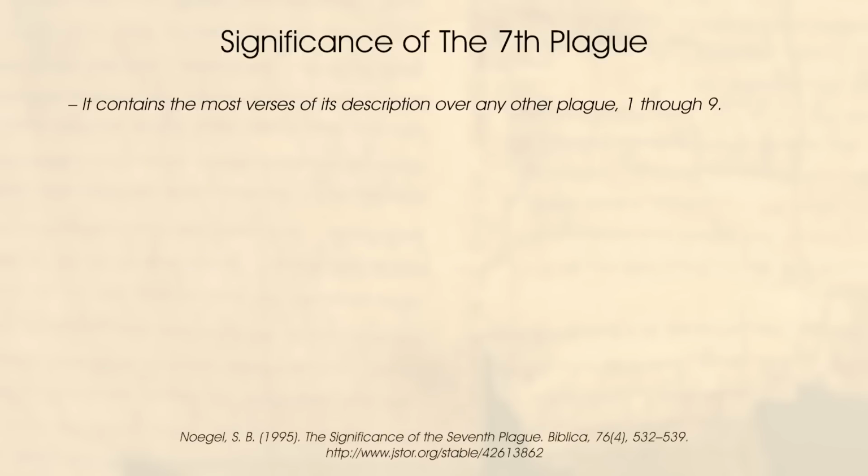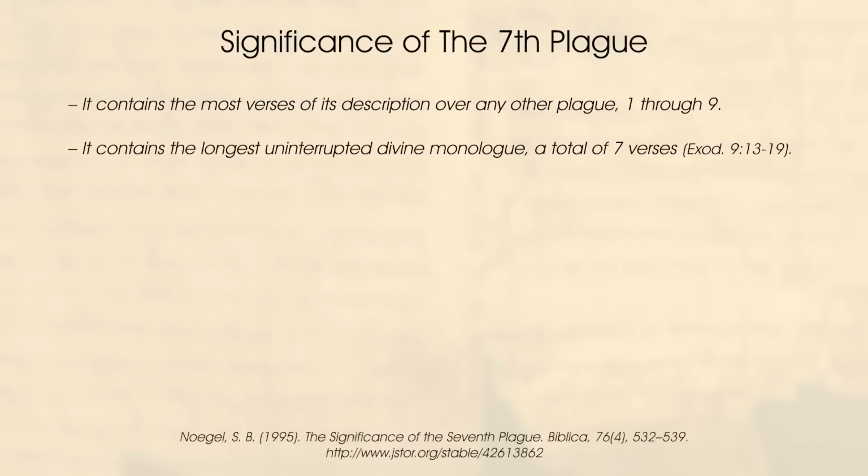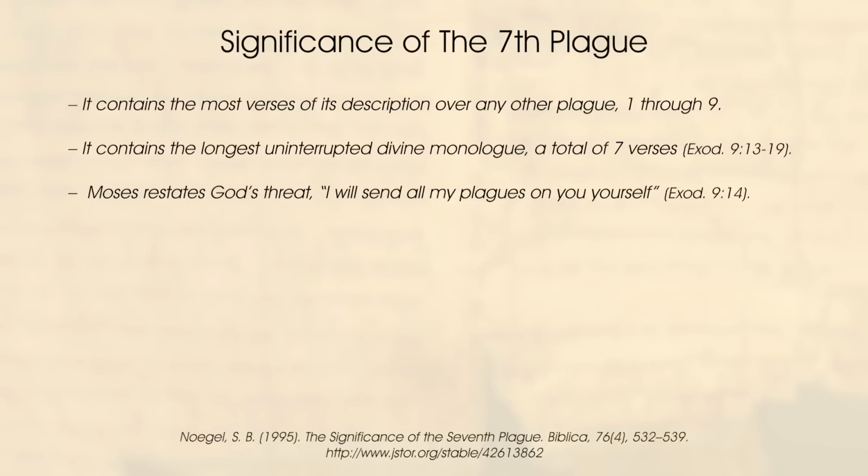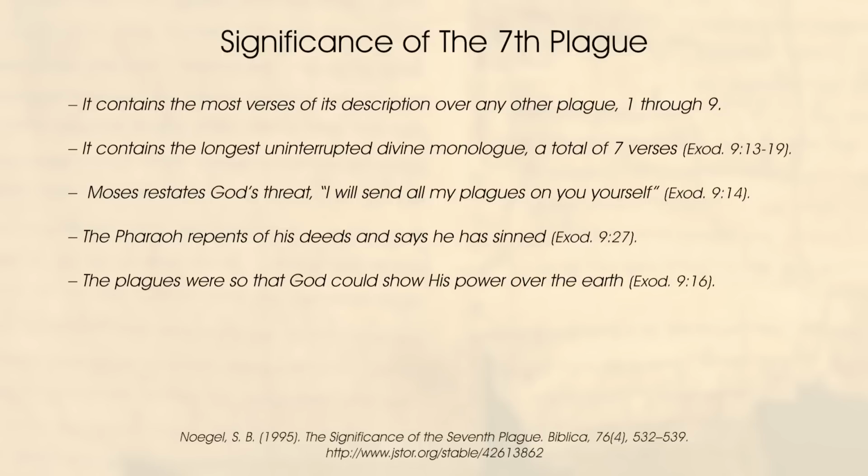It contains the most verses of its description over any other plague, minus the 10th. It contains the longest uninterrupted divine monologue, a total of 7 verses. Moses restates God's threat, "I will send all my plagues on you yourself." And because of this plague, the Pharaoh repents of his deeds and says he has sinned. We are also told here the plagues were sent so that God could show his power over all the earth.